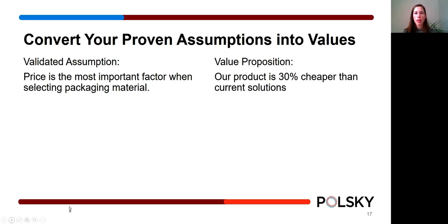And so as we think about that from a business perspective, the way that we want to think about using that assumption is that if we think this is really important, what's the value we can deliver to be able to meet that important element? So can we have a product that's 30% cheaper? If that's something we can deliver and we prove that price is really important to people, again, we're finding the right alignment of what our customers want with the value that we're able to offer.